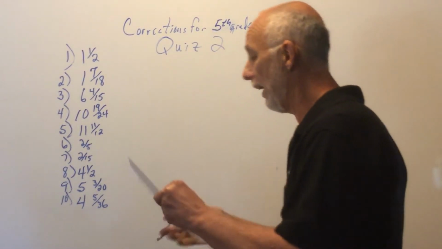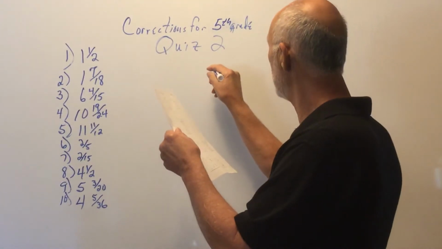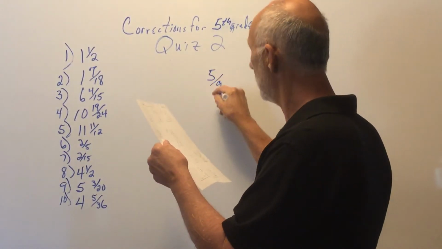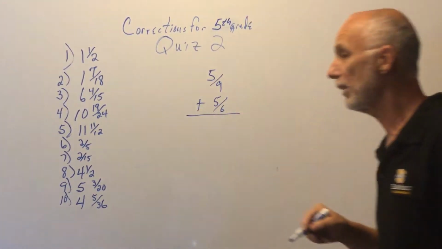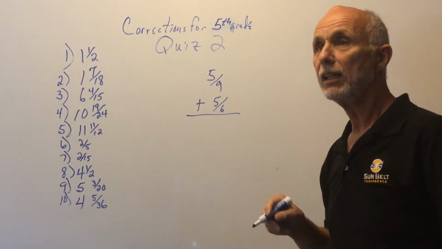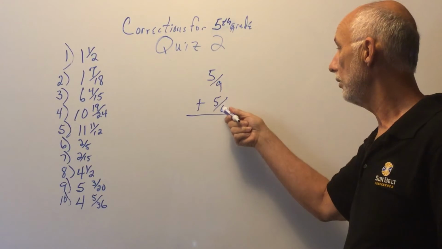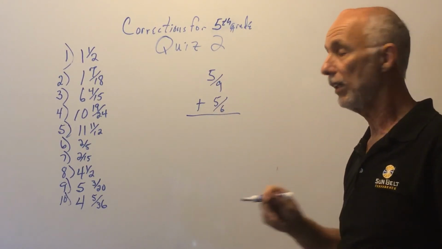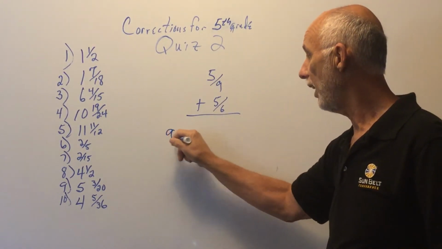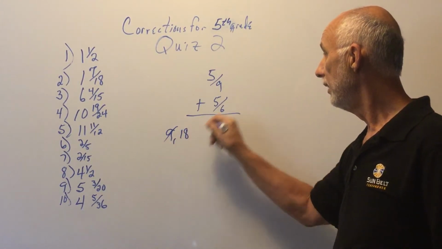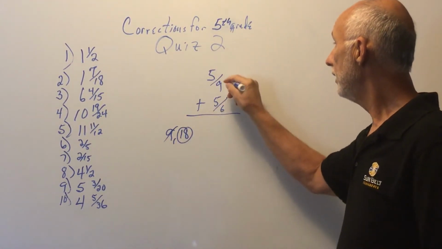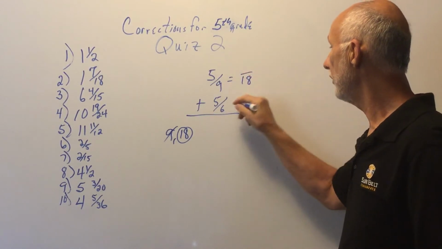Number 2 didn't have mixed numerals, it was fractions. It was 5/9 plus 5/6, but you did have to find a common denominator for 9 and 6. List the 9 times table until you find something like 6 goes into evenly. 9 times 1 is 9, 6 doesn't go into that. 9 times 2 is 18, 6 does go into that.